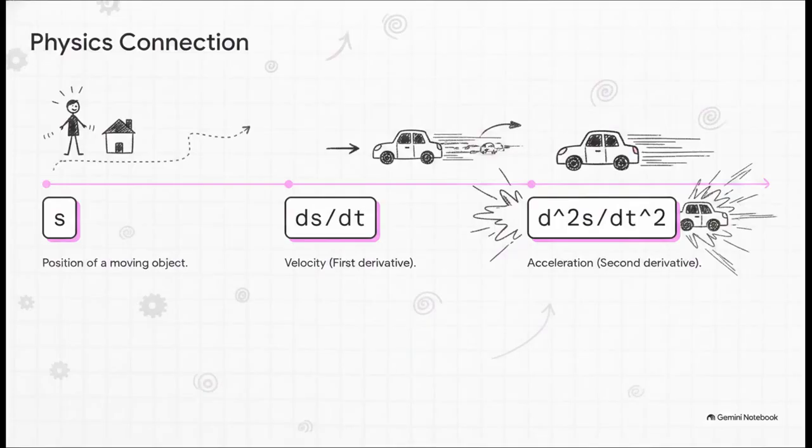And hey, this maps beautifully onto physics too. If you track your position over time, the first derivative is your velocity, literally how fast you're moving. The second derivative is your acceleration, how your speed itself is changing. This is exactly why your textbook compares second derivatives to acceleration. It's the change of the change.